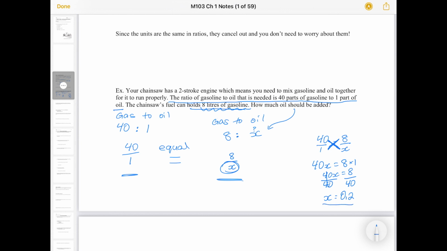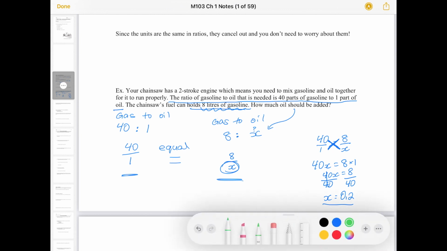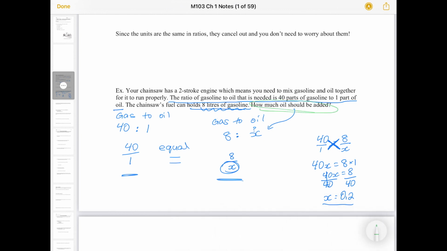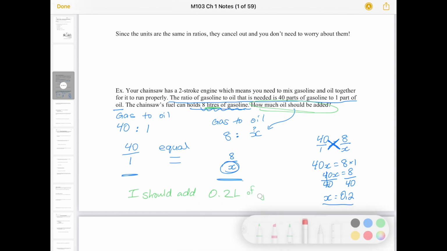Okay, so that's the math of it, but I should answer the question. Right? So the question here, how much oil should be added? I should add 0.2, well 0.2 what? Liters of gasoline. No, sorry. Liters of oil. There you go. So I've shown my work, found an answer, but then also written out the answer to my question.